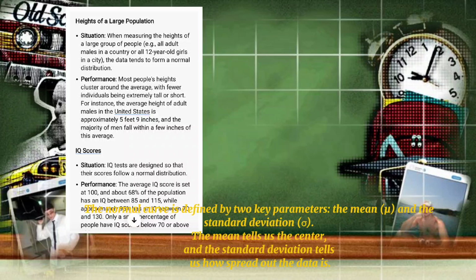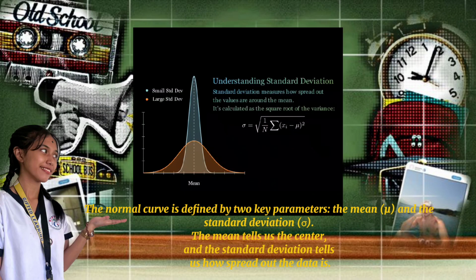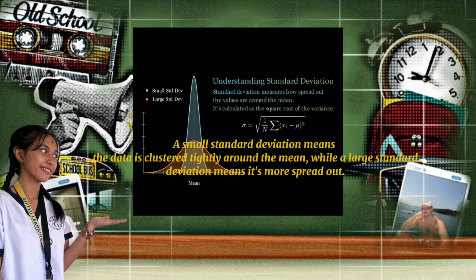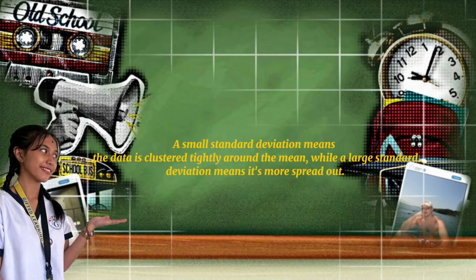The normal curve is defined by two key parameters, the mean and the standard deviation. The mean tells us the center, and the standard deviation tells us how spread out the data is. A small standard deviation means the data is clustered tightly around the mean, while a large standard deviation means it's more spread out.